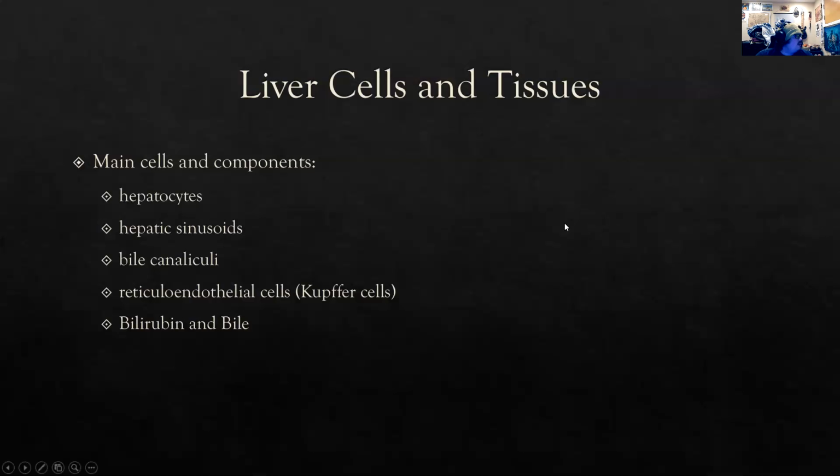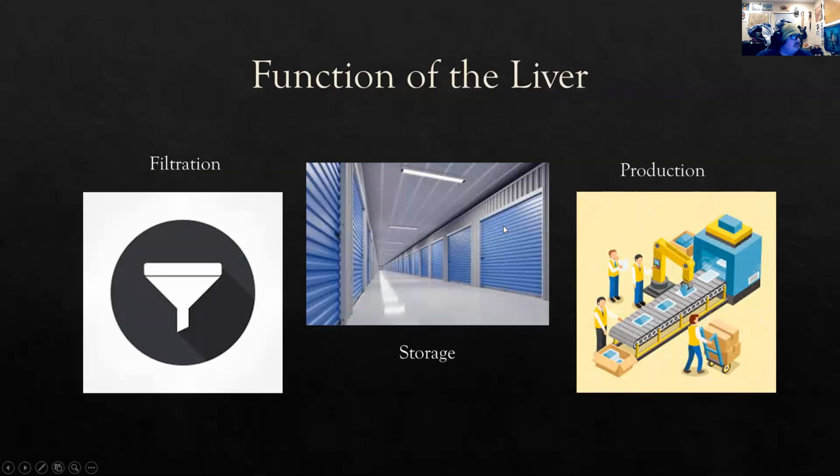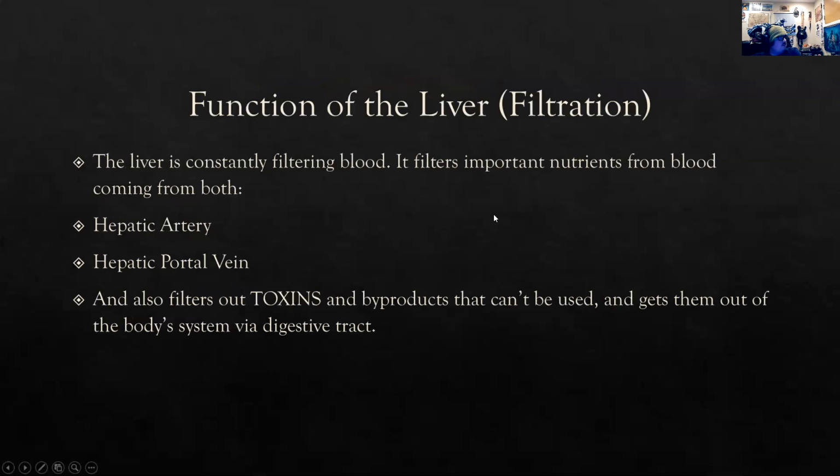Bile is pretty important. We'll talk a little bit more about it later. Function of the liver. We touched on it briefly, but the main three functions are filtration, storage, and production. We talked a lot about filtration, but we'll wrap it up here. The important part about filtration with the liver is that blood is coming from the hepatic artery and the hepatic portal vein.